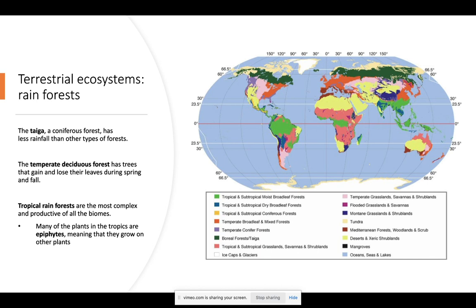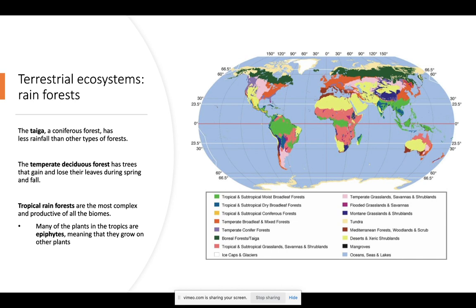So there's different types of forests. So we have the taiga. I think that's how you pronounce that. This is a coniferous forest, and this has typically less rainfall than other areas. The temperate deciduous forest, they're able to gain and lose their leaves during the spring and fall. And then you have the tropical rainforest.